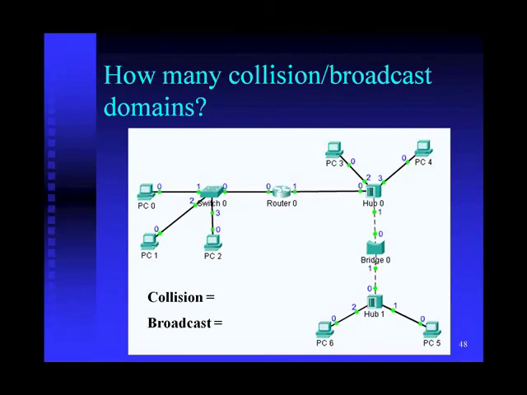This is what I want to take a look at here. How many collision domains would we have in this particular example? Well, again, every single port on a switch is a collision domain. So I'd have one collision domain, two collision domains, 3, 4. Router also breaks them up. So here I would have 5 for the top port of the bridge, and then 6 for the bottom port of the bridge. So I'd have 6 collision domains.